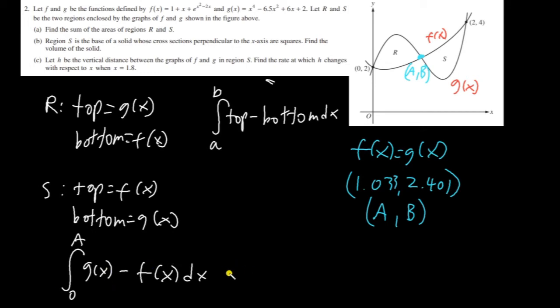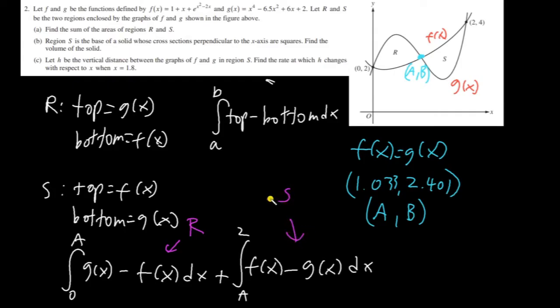And to it, we need to add region S. So region S is going to be the integral. And now think about it. Where are we starting and where are we ending for S? Well, we're starting at A, and we're ending at 2. So going from A to 2, in this case, top is f of x minus bottom is g of x, dx. Right? So again, just to be sure here, this is telling us the area of region R. This is telling us the area of region S, and we just add these two things.